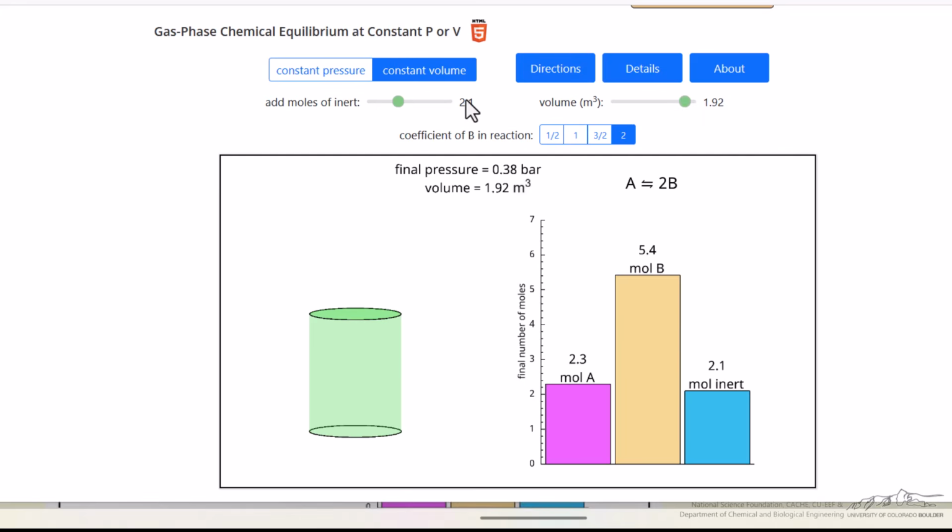So hopefully this simulation gives you a little better idea of how reactions change as we change pressure or volume, depending whether constant pressure or constant volume, and also depending on whether we increase or decrease the number of moles as reaction proceeds.